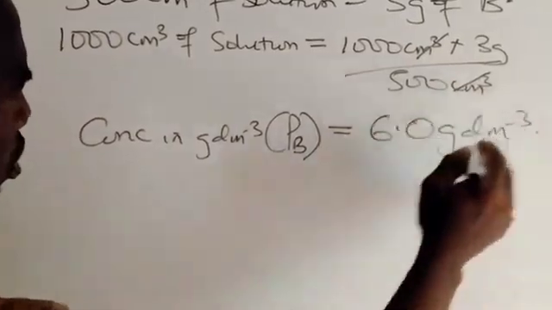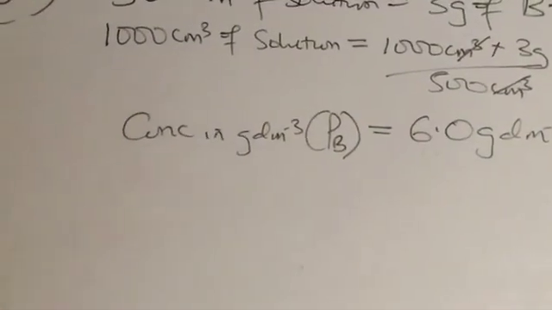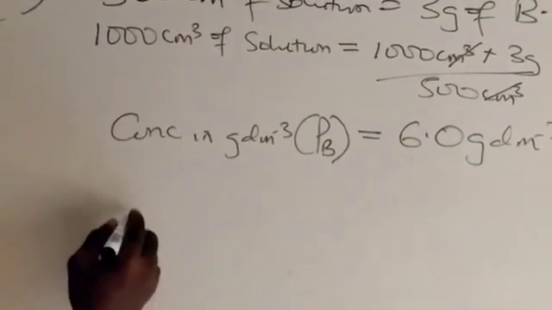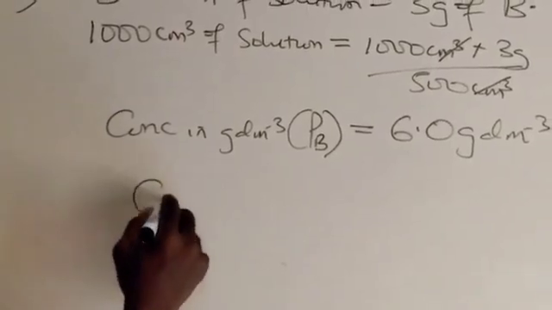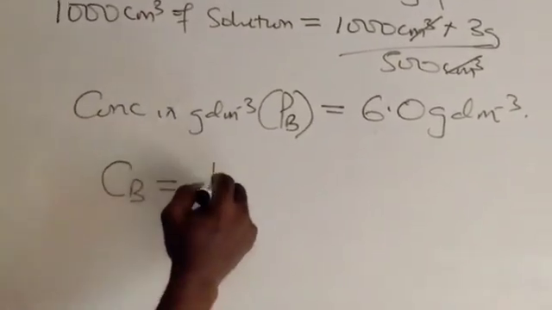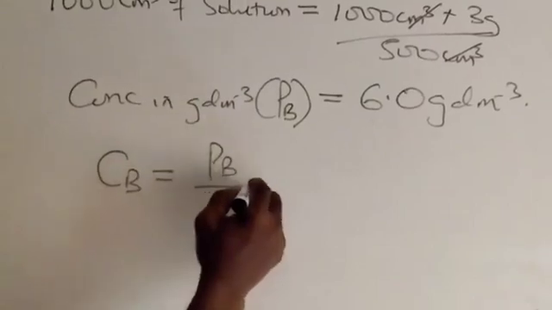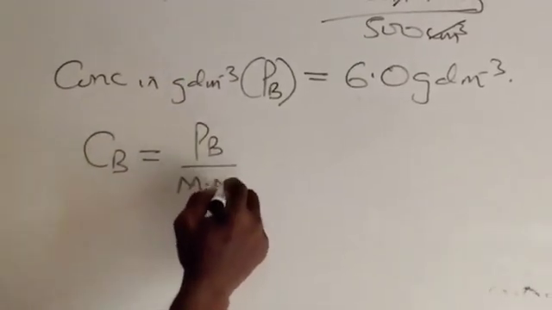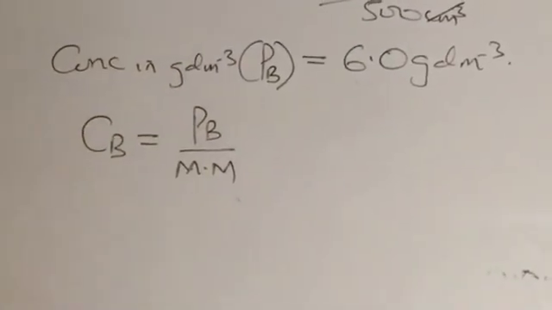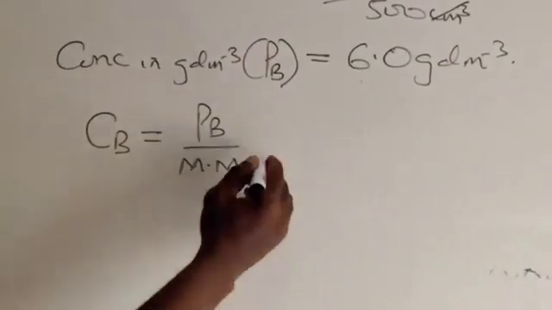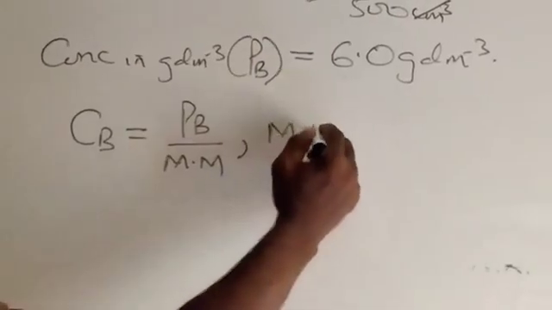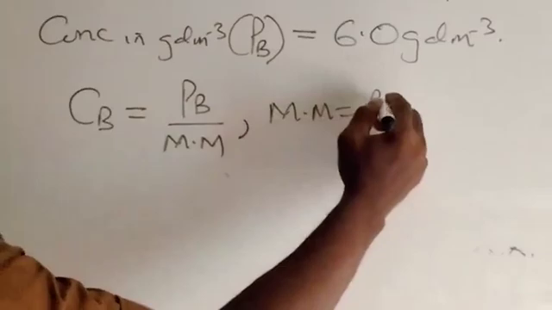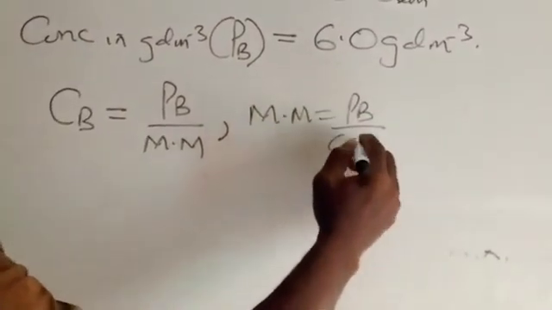Having done that, we know that concentration in mole per dm cube, which we call CB, equals concentration in gram per dm cube all over molar mass. And we are looking for the molar mass of B. We make M the subject. So the molecular mass of B becomes concentration in gram per dm cube, that is rho B, all over CB.